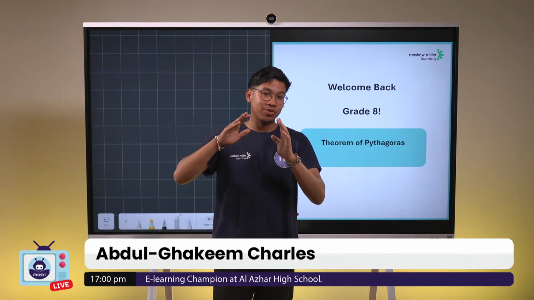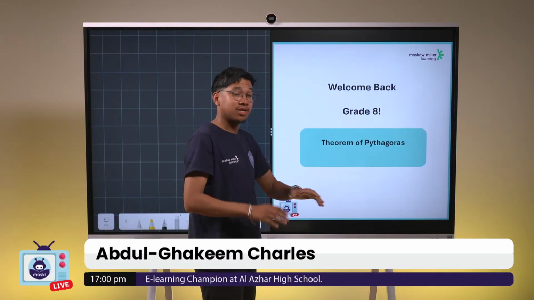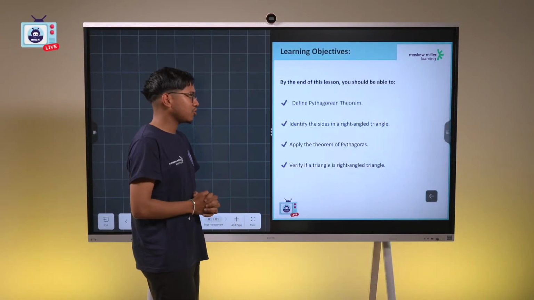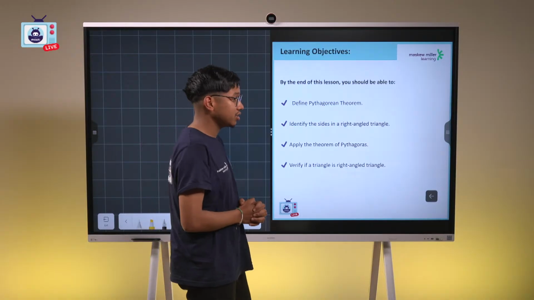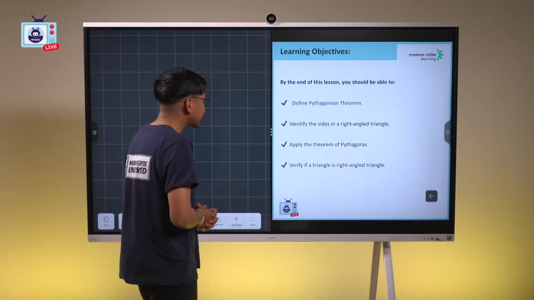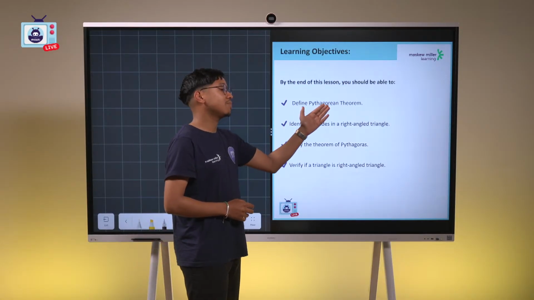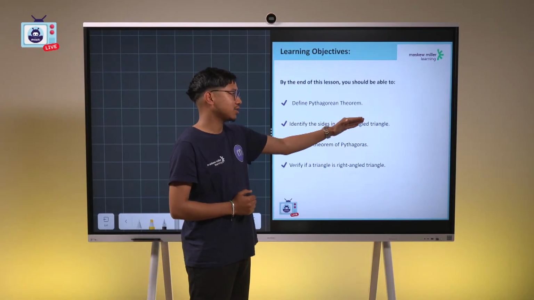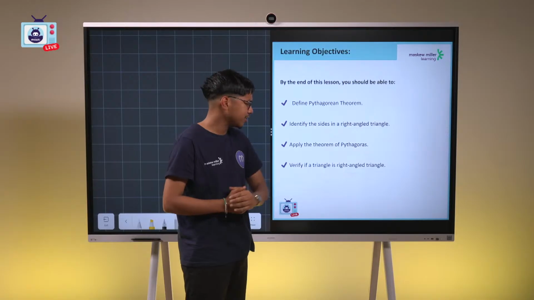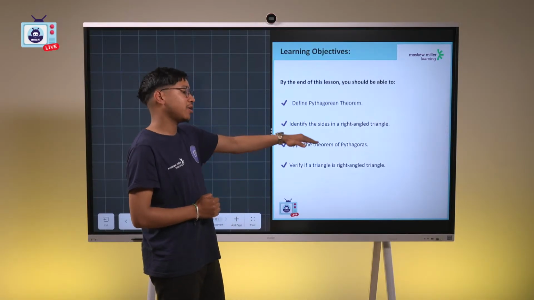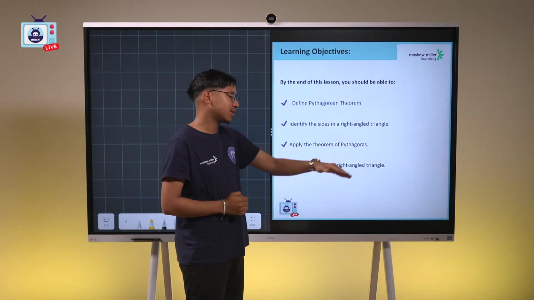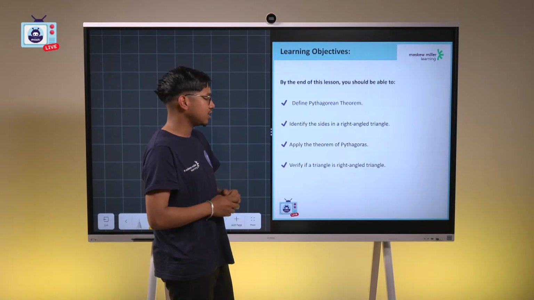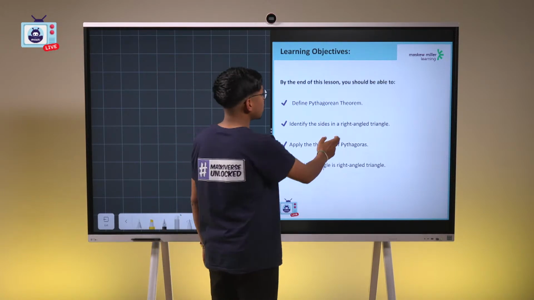Today's focus point is on the Theorem of Pythagoras. All right, a new concept, a new topic. Let's get into it. Before we start any topic, we need to get familiar with our objectives. In this lesson, the first objective is to define what this theorem actually is. Then we need to identify the sides in a right-angled triangle, with emphasis on right-angled. Then we need to apply the theorem of Pythagoras to solve unknown sides in a triangle. And lastly, we need to verify whether a triangle is indeed a right-angle triangle or not.